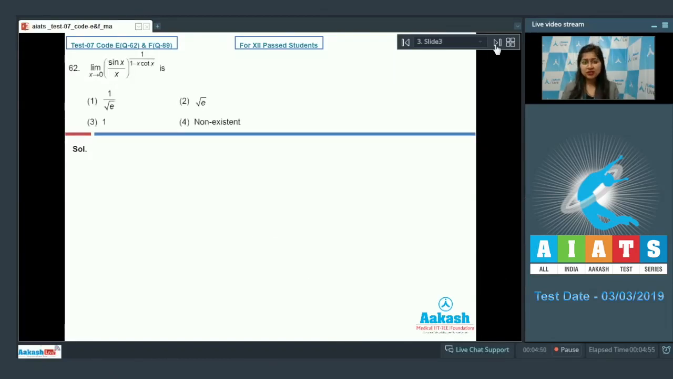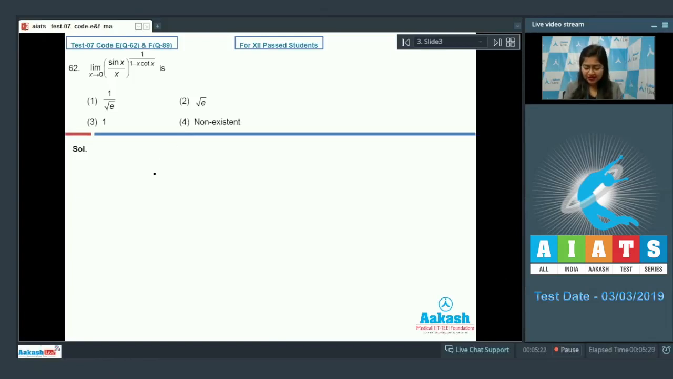Next is question number 62, which says limit of x tending to 0 of (sin x upon x) whole raised to the power 1 upon (1 minus x cot x). Firstly, let us observe which form this is. We can see that sin x upon x will tend to 1, and in the power, we can see that it is tan x upon tan x minus x, that is, it will be tending to infinity. So this is the 1 raised to the power infinity form.